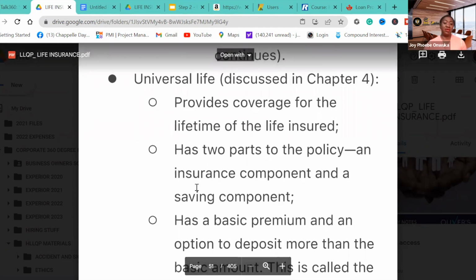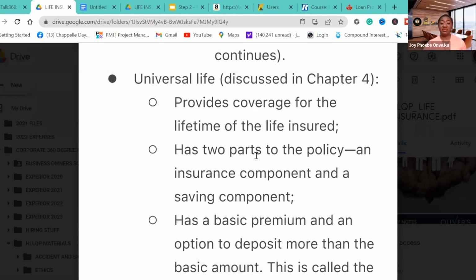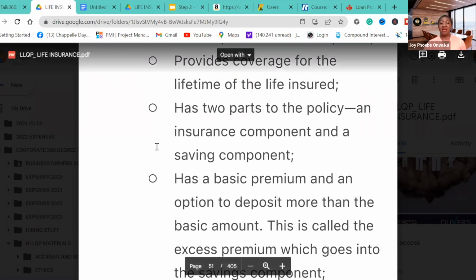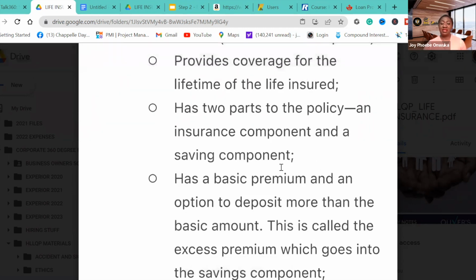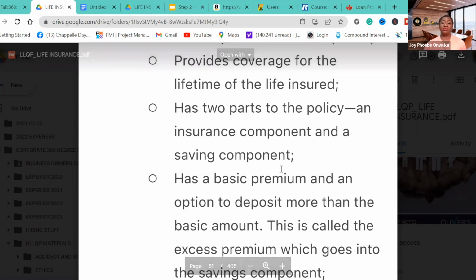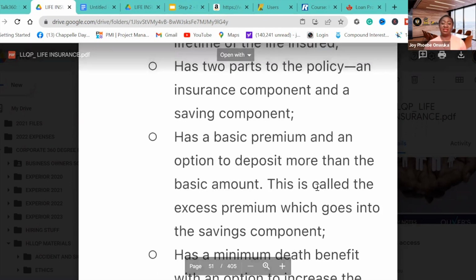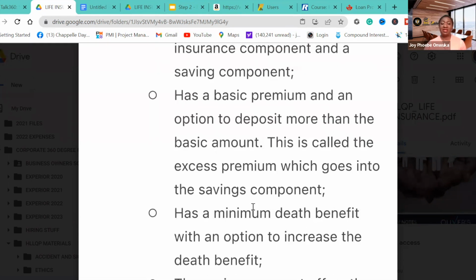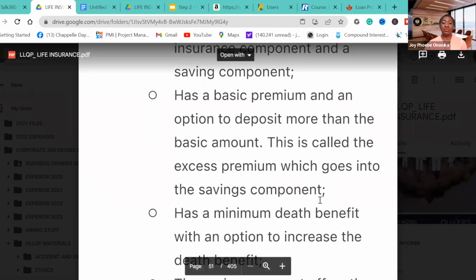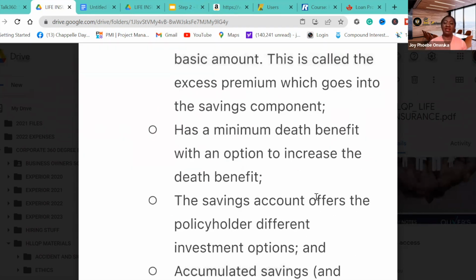But in the meantime, I just want us to know that universal life provides coverage for the lifetime of the life insured. Just like whole life, it has two parts to the policy: an insurance component and also a savings component. It has a basic premium and an option to deposit more than the basic amount. That's right. This is called the excess premium, which goes into the savings component. Also, universal life has a minimum death benefit with an option to increase the death benefit.